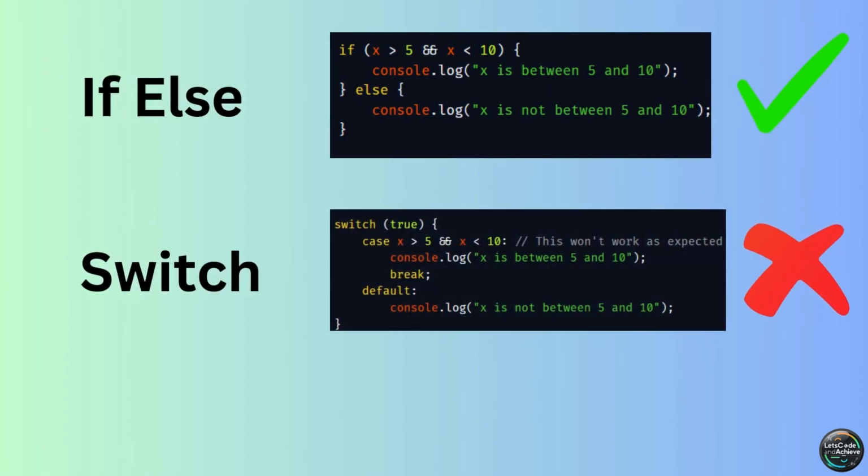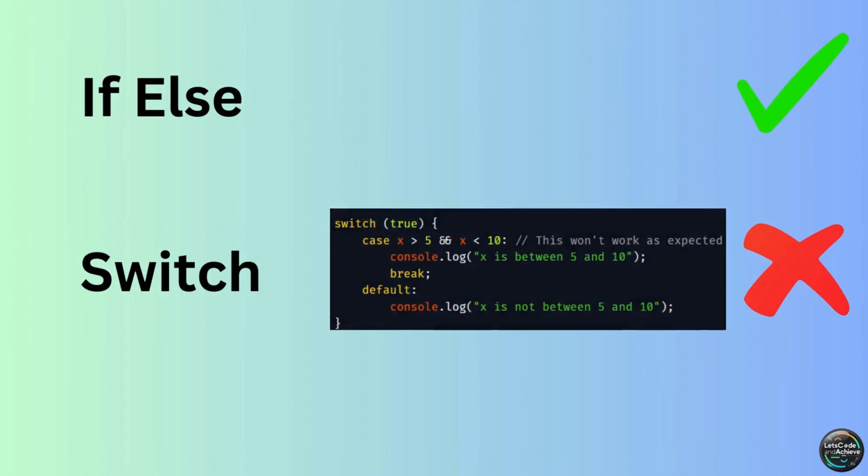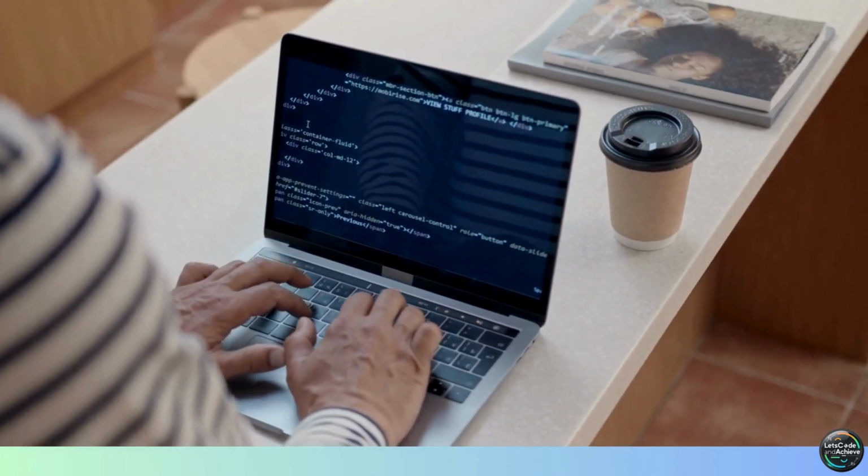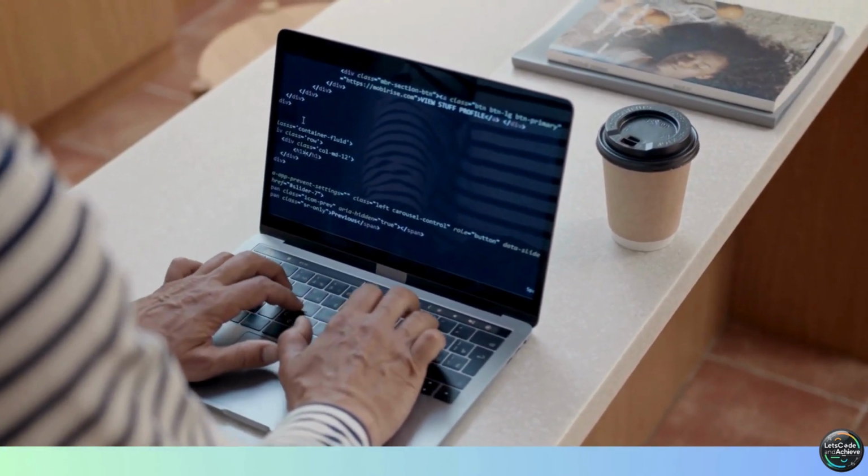Also, a quick tip. You can't always use switch in every situation. For example, switch is meant for checking fixed values like integers, strings, or enums. If you need to check complex conditions like x greater than 5 and x less than 10, you will have to use if-else. Alright, that's a wrap on control flow statements in Java.